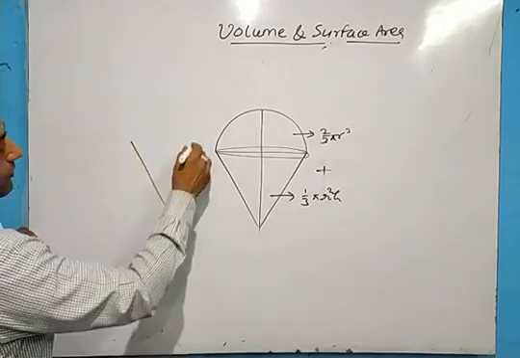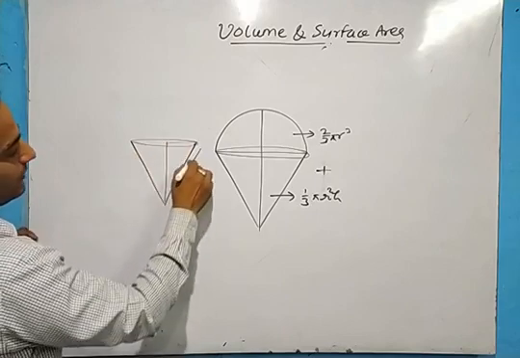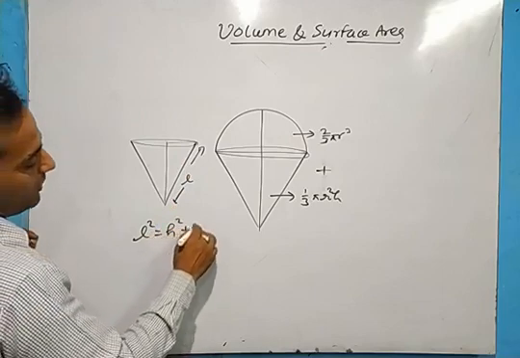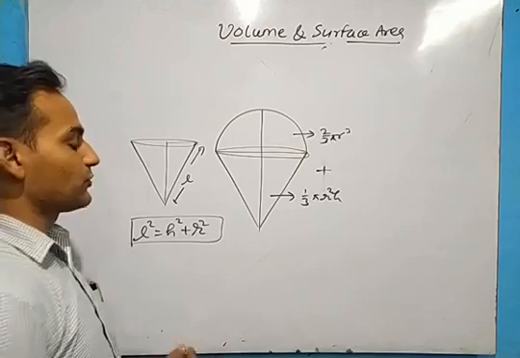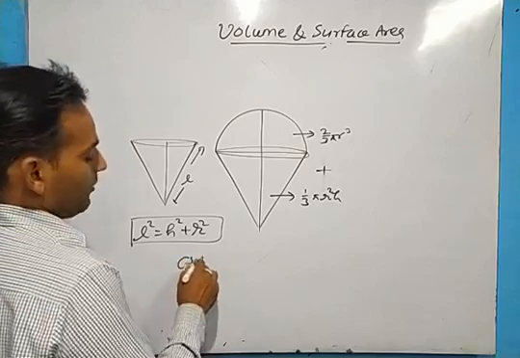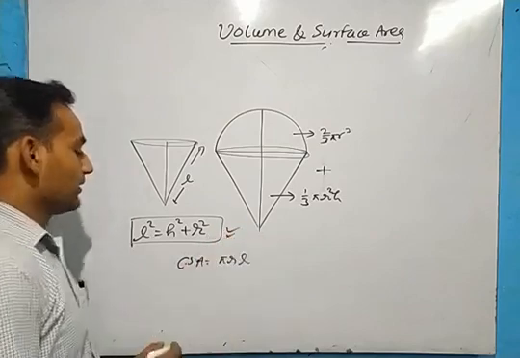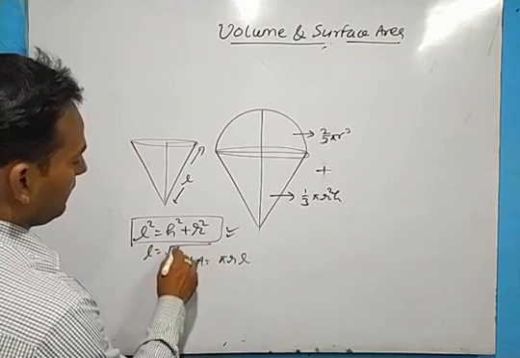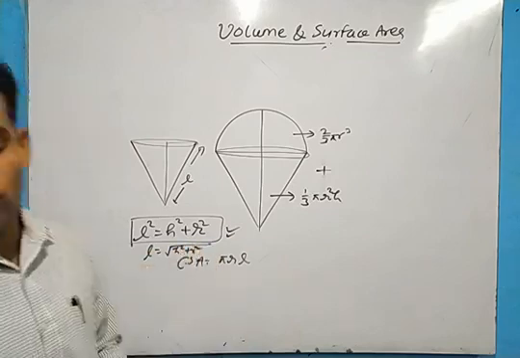Yes, we were talking about the cone. If we have a cone, this was the slant height, whose formula is L square is equal to h square plus r square. We will use it directly to find the curved surface area. Curved surface area of a cone is pi r L, where L is under root h square plus r square, or you can say L square is equal to h square plus r square. So this formula we will use directly.